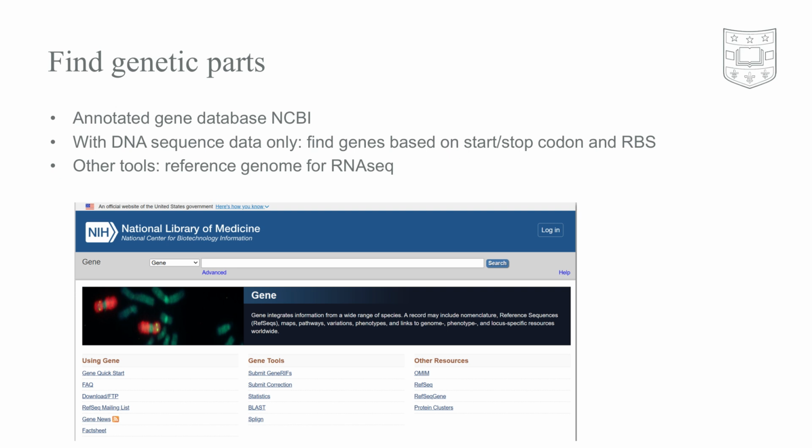When working with DNA sequence data alone, genes can be identified by locating start and stop codons, as well as ribosomal binding sites. Tools like BLAST allow researchers to compare DNA sequences to known databases, while reference genomes are invaluable for analyzing RNA sequencing. Together, these resources streamline the process of finding, annotating, and utilizing genetic parts for research and engineering.